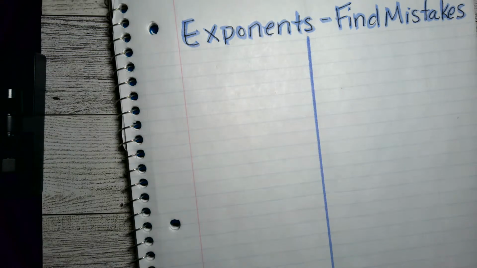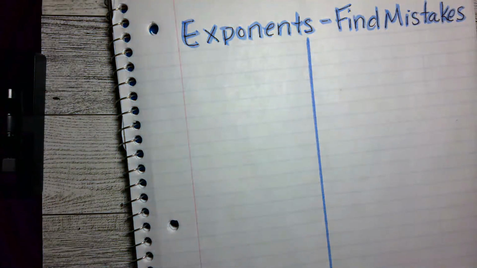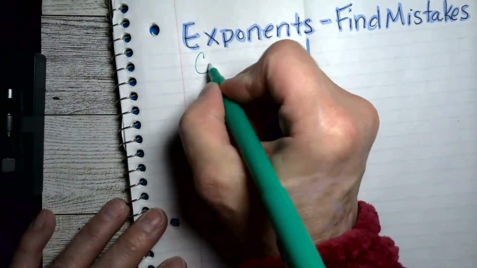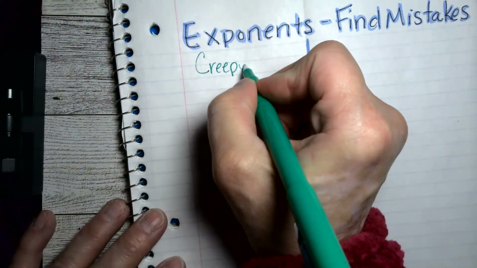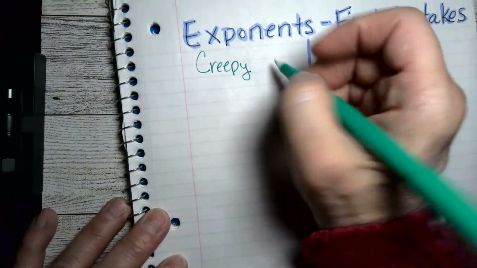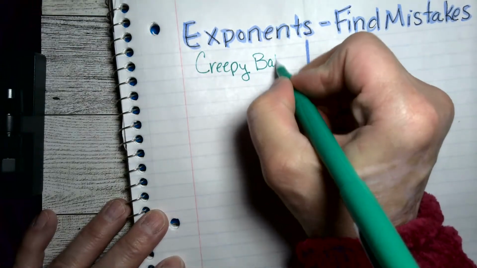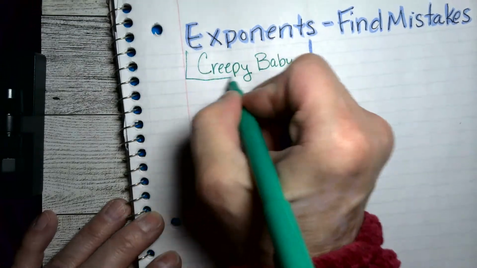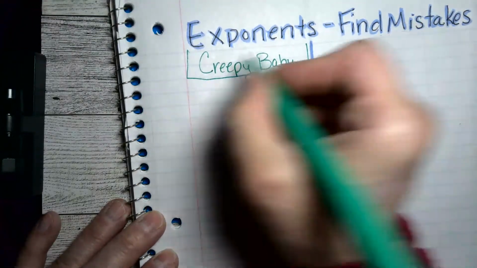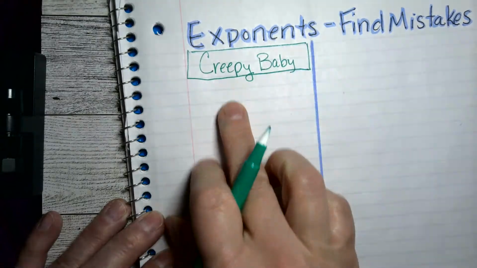Our class mascot is Creepy Baby. There she is. And so let's pretend I gave her one of your quizzes. And so she took the quiz and she made a lot of the same mistakes that all my students are making. Well, maybe not all, but yeah, very common mistakes. So I'm going to show you the problems and those common mistakes. We're going to put those right here.